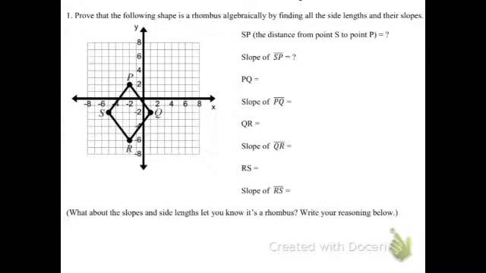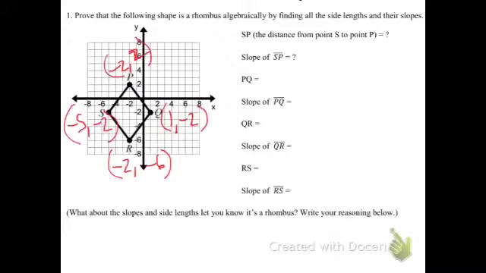Okay, so here's number one. When you see PQ next to each other or SP, that means you need to get the distance from S to P. In order to do that, you need to get your coordinates for your shape, and I highly recommend doing that. I'm going to do that real quick. So I got my coordinates there.